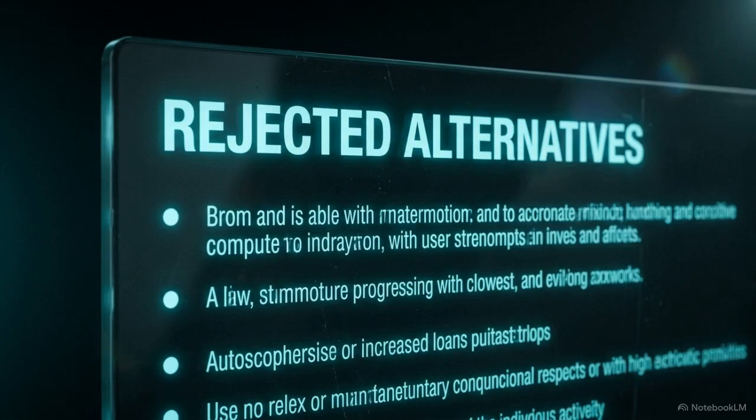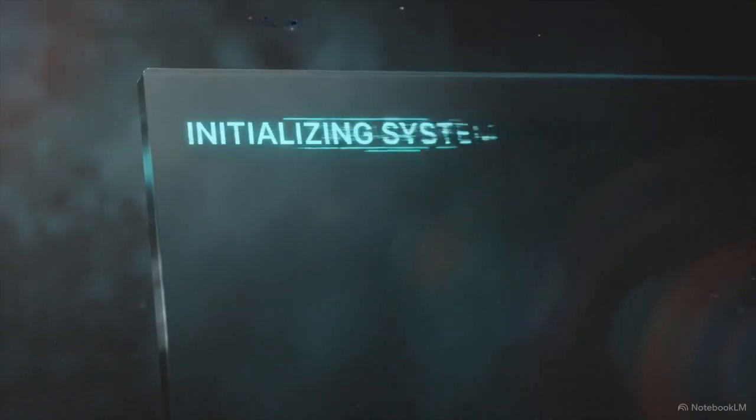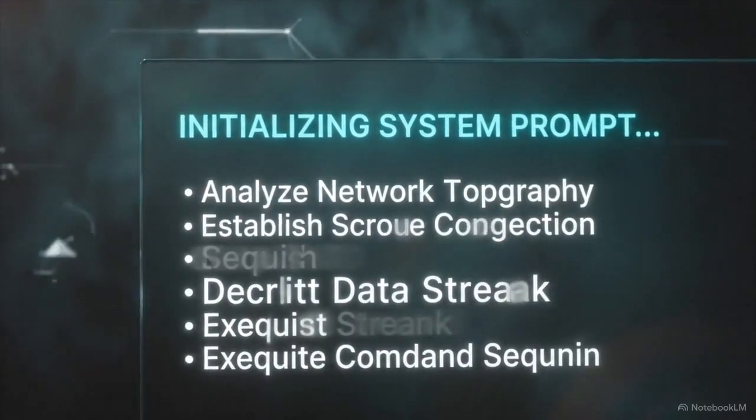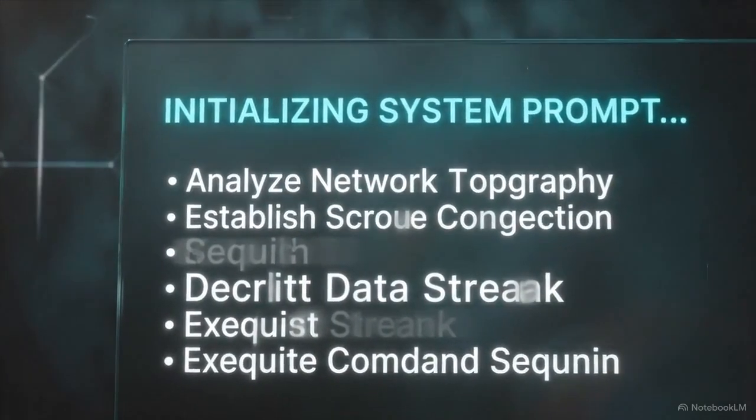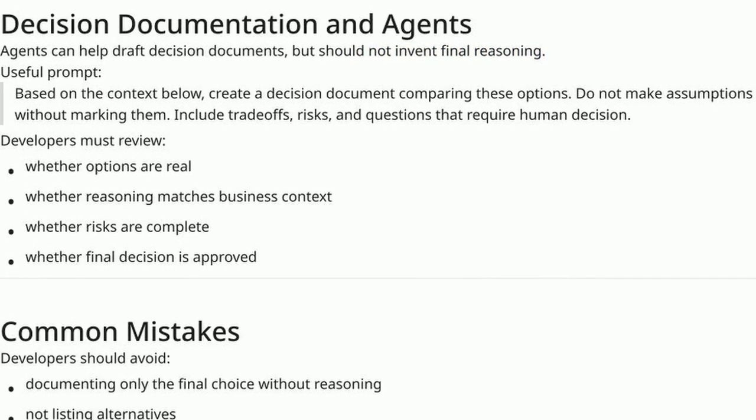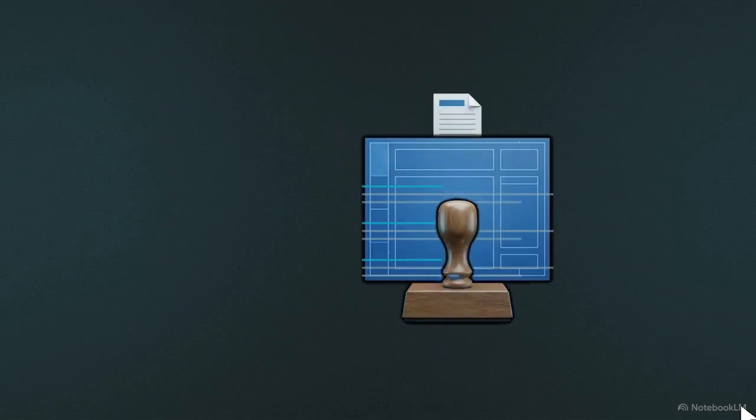Drafting shouldn't be a bottleneck. A developer can prompt an AI agent to build out the structural comparison, quickly populating the pros and cons. There is a strict rule. Agents can format text and draft comparisons, but must never invent final reasoning. Mandatory human review is required to verify viable options, accurate reasoning, and complete risk capture. AI accelerates the busywork, but the human owner remains solely responsible for the technical logic and the final call.